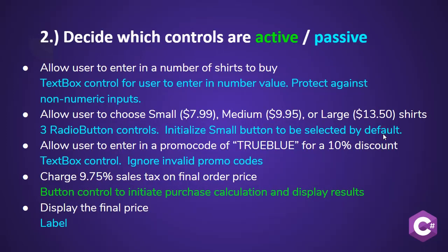Step 2, we need to decide which controls are active or passive. Well, now I'm going to say all of my controls are passive controls except the button. I want the user to be able to interact with these radio buttons and text boxes at their own pace. I don't need to respond to the user interactions. But when the user clicks the button, I'm going to stop and read in all of the current values and try to calculate this cost. So one active control.